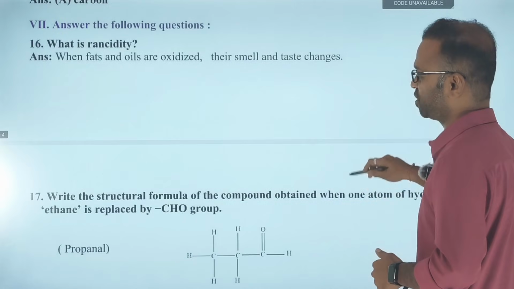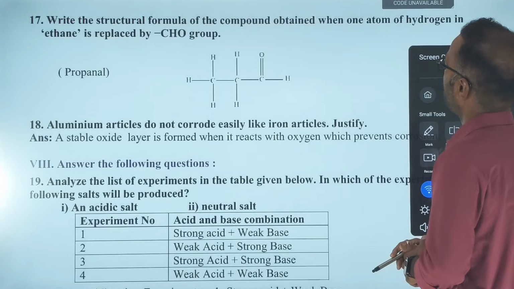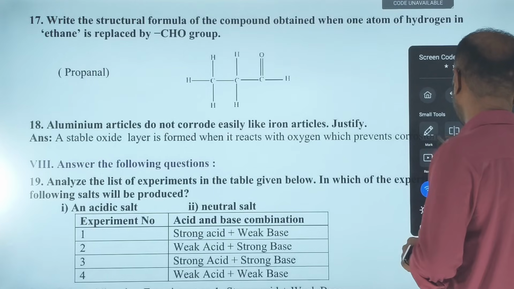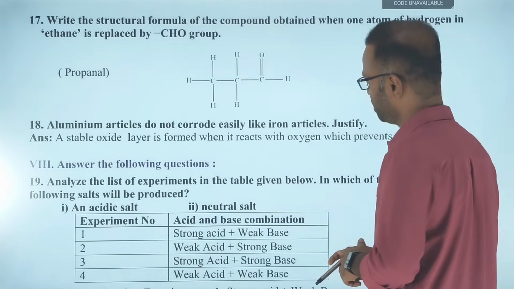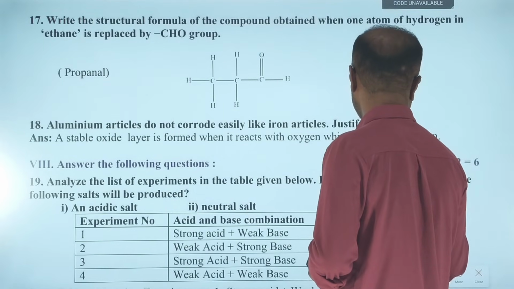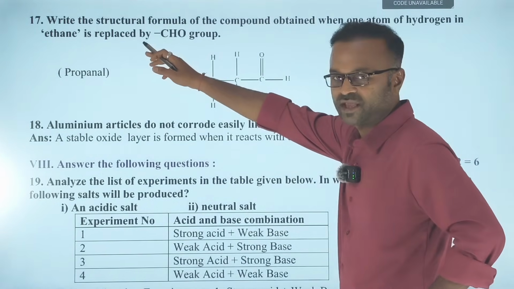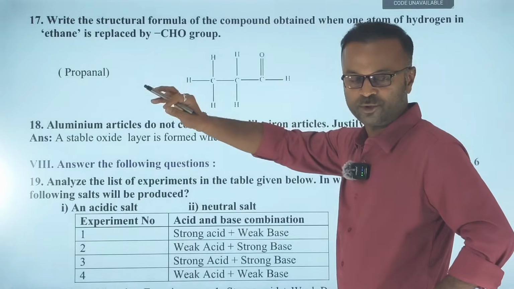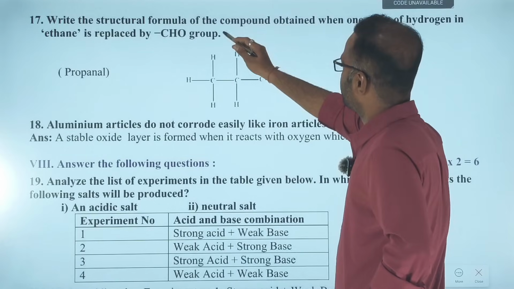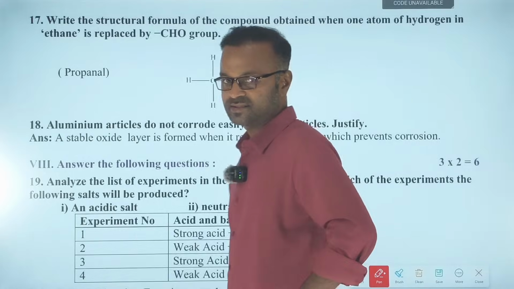So next one, second question for the 1 mark: write the structural formula for the compound obtained when one atom of hydrogen in ethane is replaced by the CHO group. First, when you are reading the question, don't panic. Just try to understand the question and then go for the answer. Here they're asking to write the structural formula of the compound. The compound given is ethane, that is C2H6. Now they are telling the structural formula of the compound obtained when one atom of hydrogen is replaced by the CHO group.